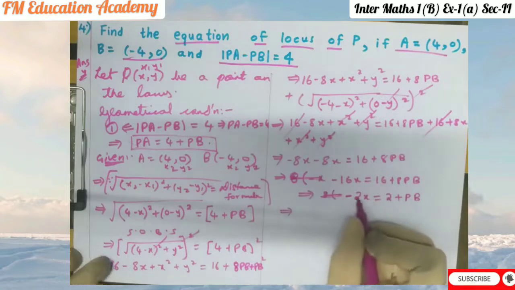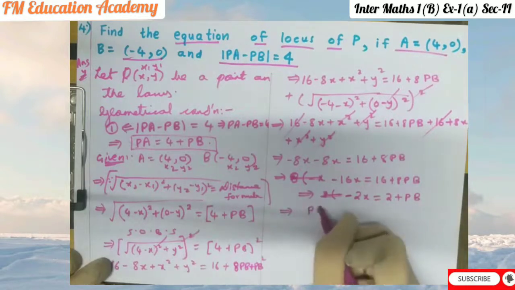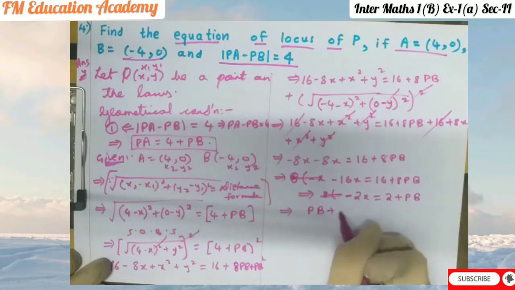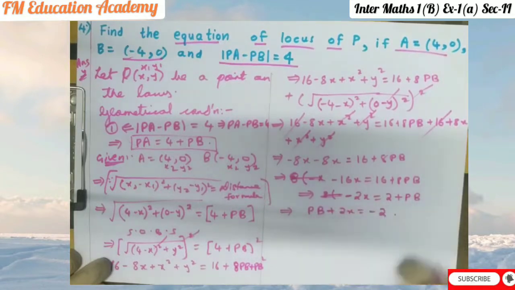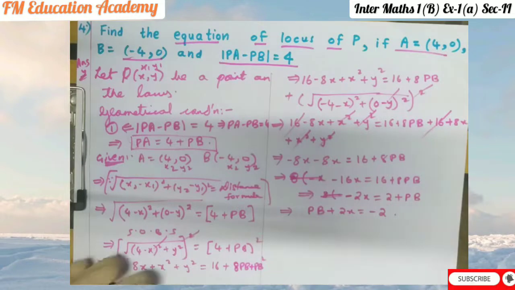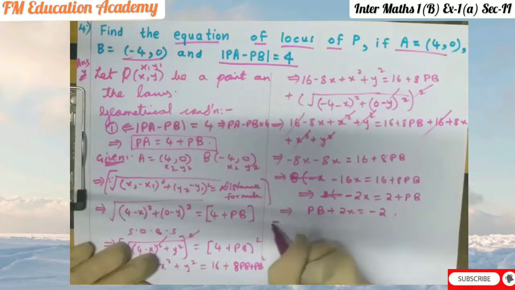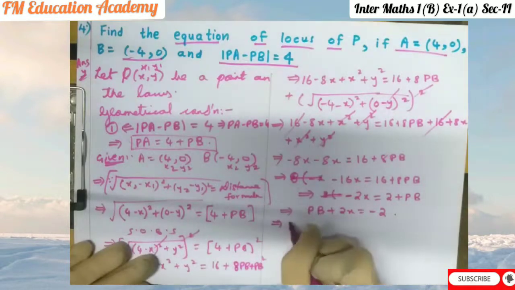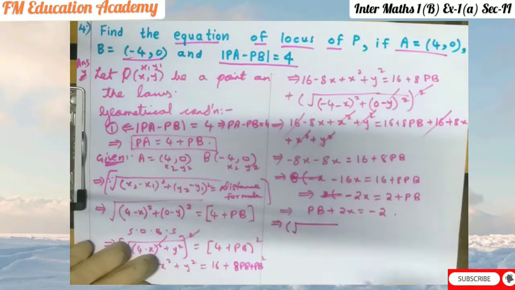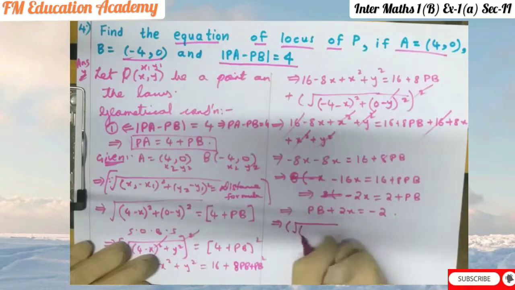What we'll do is we'll send this minus 2x that side. So pb plus 2x is equals to minus 2. We are doing it right, nothing wrong, it is correct. Now we'll open this pb, root of x2 minus x1 whole square.